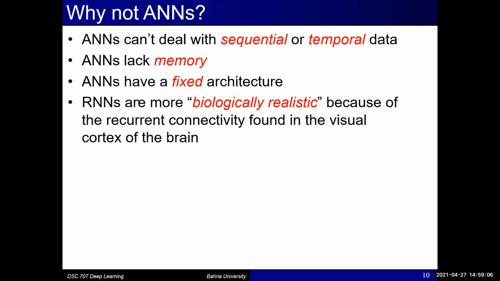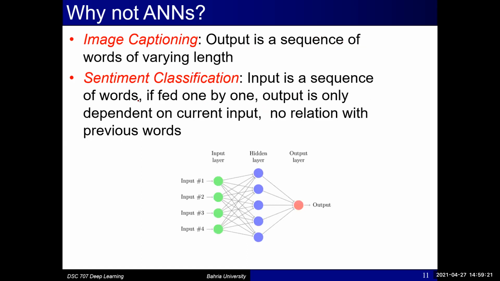And most importantly, biologically, RNNs are more realistic, because just like the brain, RNNs have some sort of memory, so that when you are taking some decision, you are also taking some information from past data, right?